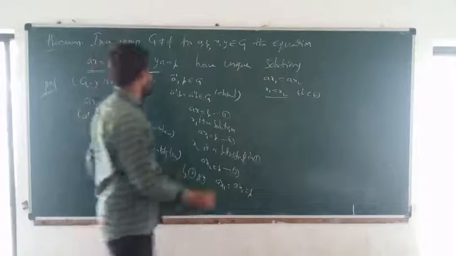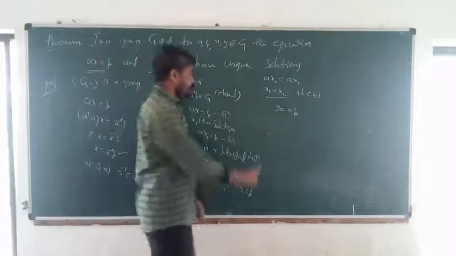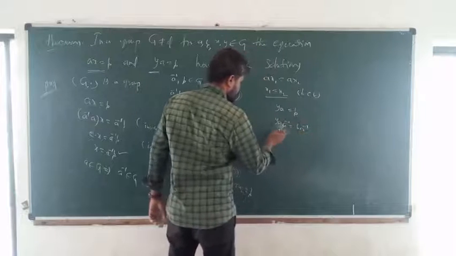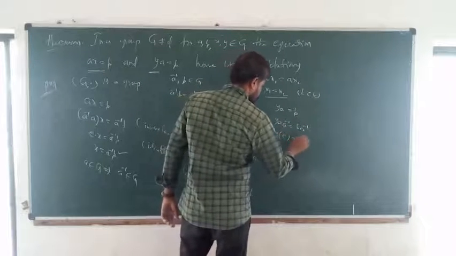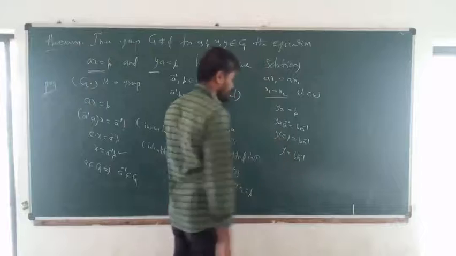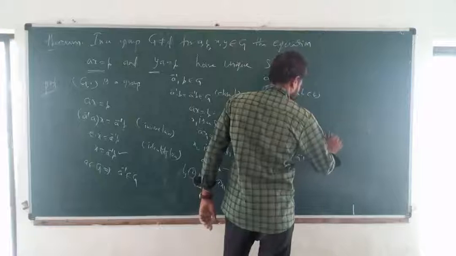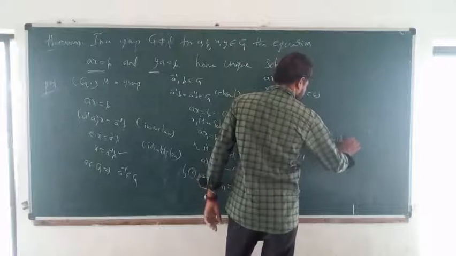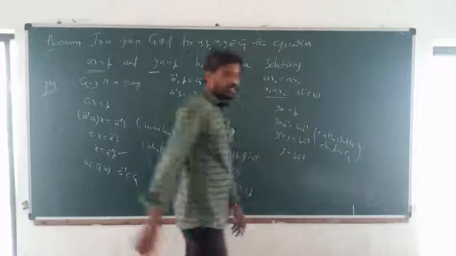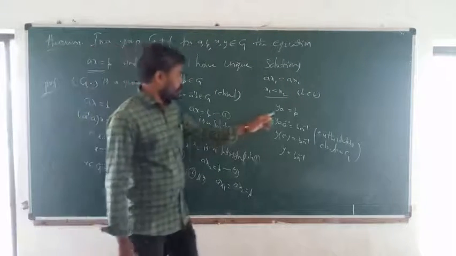Similarly ya equal to b, you can find out the y value. Multiply both sides by a inverse. a a inverse is nothing but e, and y e is nothing but y, so b a inverse. e is the identity element in G. So starting there, no problem. e is the identity element of G. Next, ya equal to b.